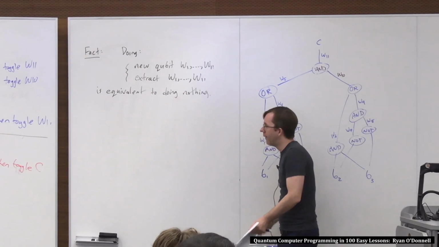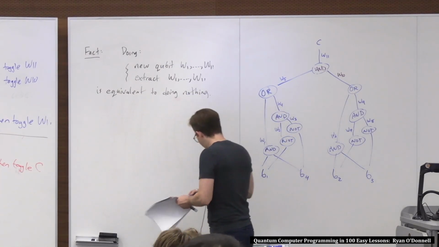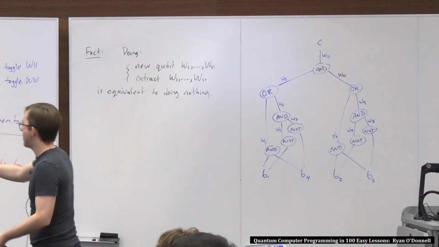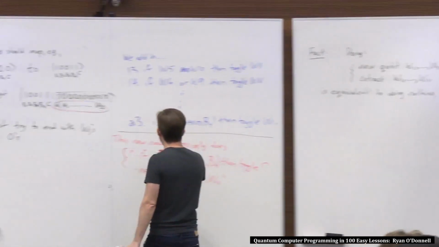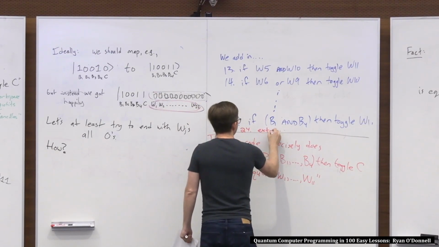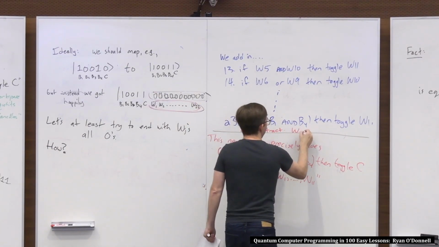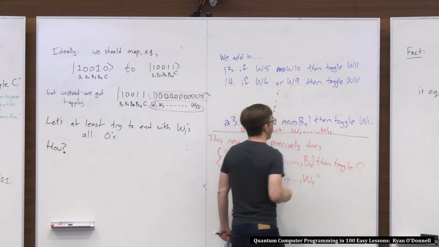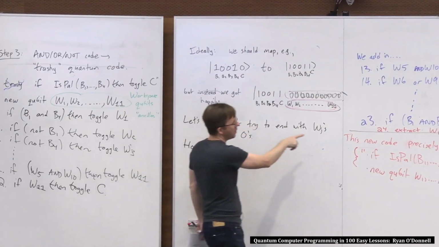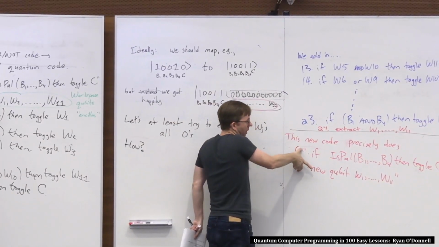Therefore, finally, if I were to add one more line to this code, let me squeeze it in, line 24, extract W1 through W11, then what we just saw is that lines 0 through 23 were exactly equivalent to this.